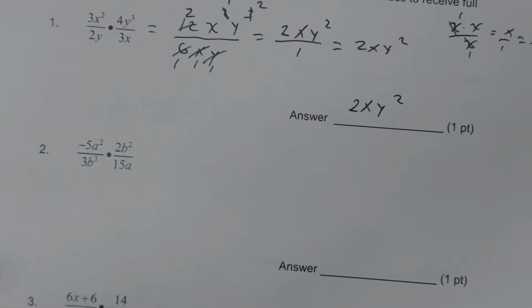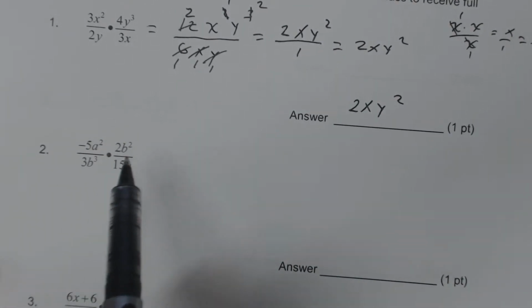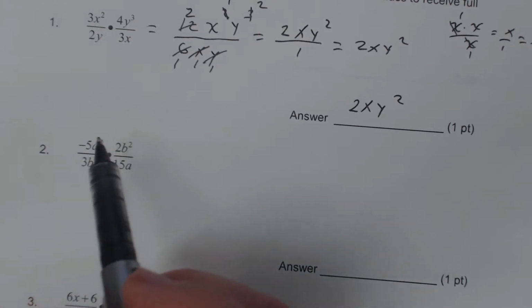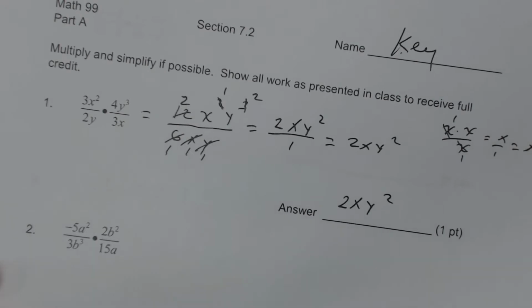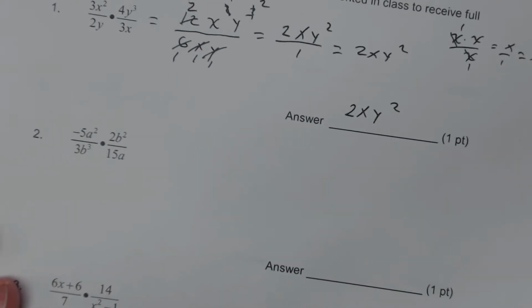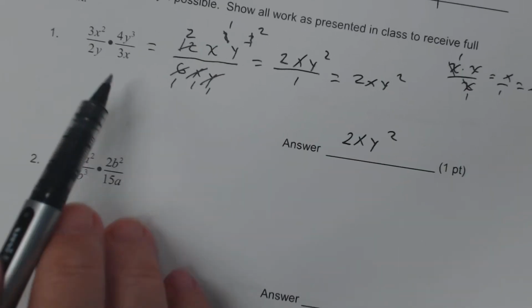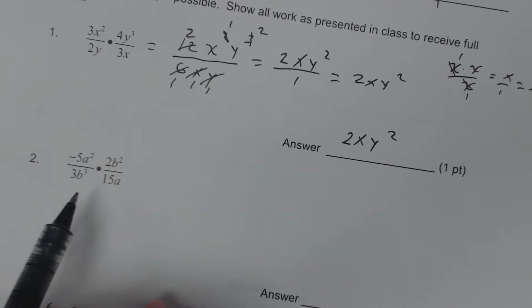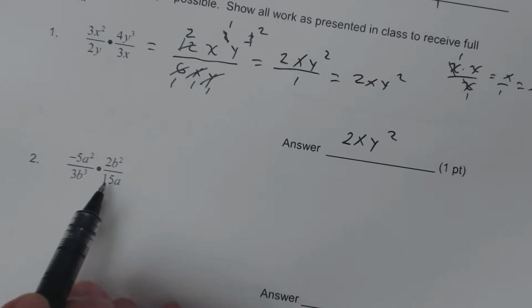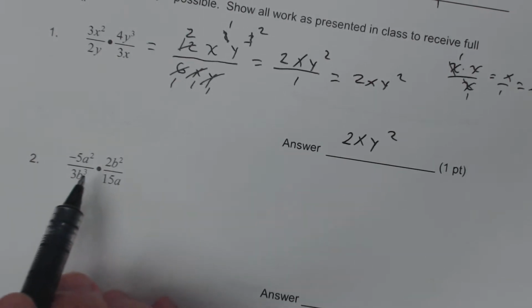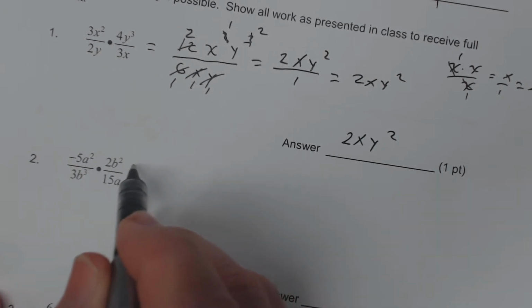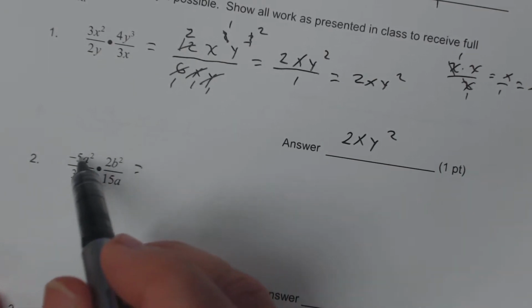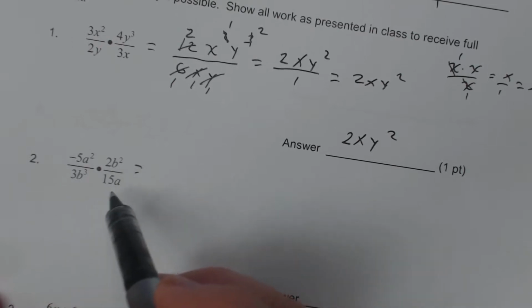Number 2 is the same idea. You have monomial factors. So you can't factor these. Remember, the first thing you want to do when you multiply or divide rational expressions is you want to factor if possible. Well, since these are monomial factors, just like these were, I can't factor. I can factor 15 as 5 times 3, but that's about all you can do. So leave the monomial factors as they are and just multiply them together. The numerator times the numerator, denominator times the denominator.